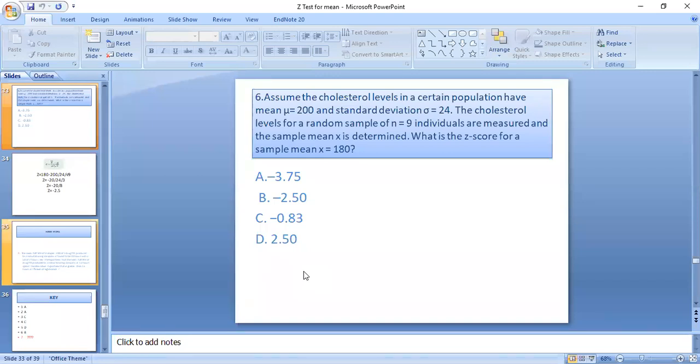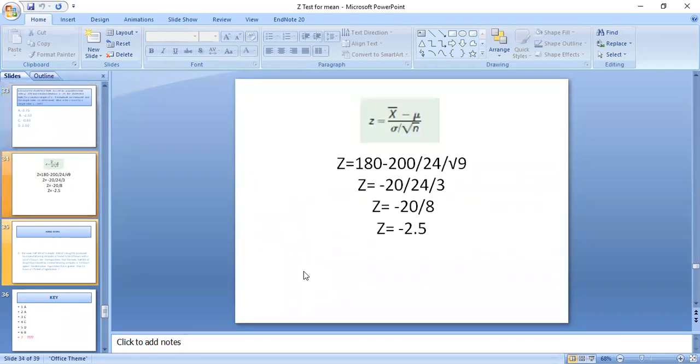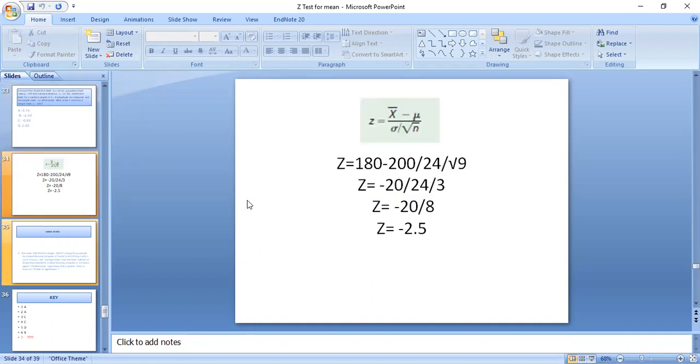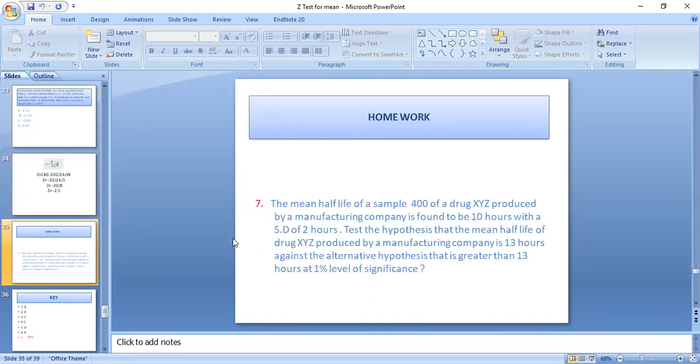The sixth MCQ needs calculation. Assume that the cholesterol level in a certain population has a mean of 200 and a standard deviation of 24. The cholesterol levels of a random sample of 9 individuals are measured and the sample mean is determined. What is the z-score for a sample mean of 180? We need to calculate it. We will put in the z-test formula and all the values, and the result will be minus 2.5. So the correct option will be B. This is an extensive MCQ, so it needs to be attempted after the class.